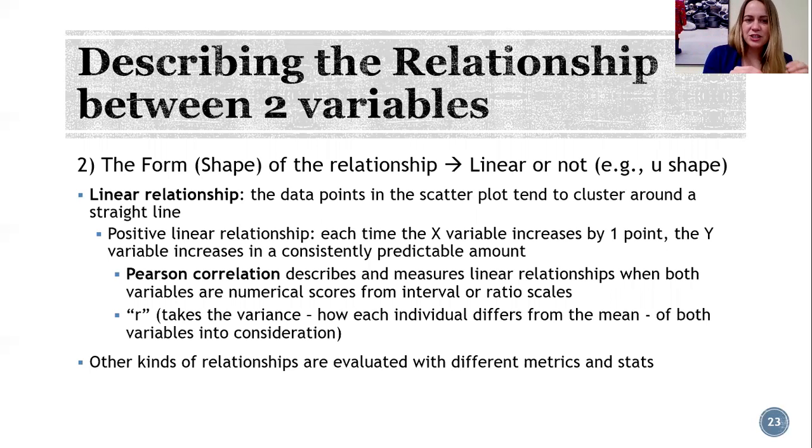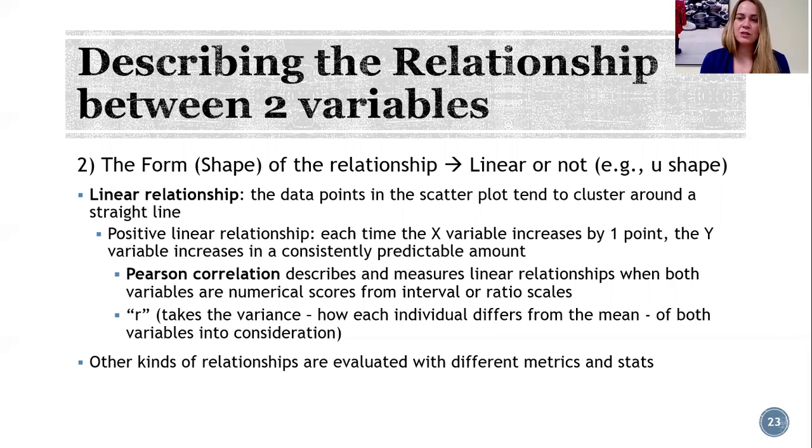And if this relationship is positive, it means that each time the variable x increases by 1 point, the variable y will increase by 1 point. So we've got this relationship that's consistent, and we can predict it. So usually we look to see whether the relationship is linear, and the statistical test that we use to evaluate whether that relationship is linear and whether it's significant is the Pearson correlation.